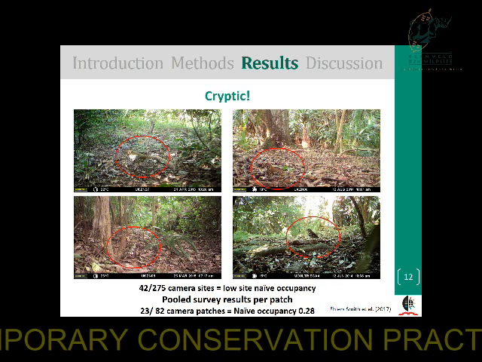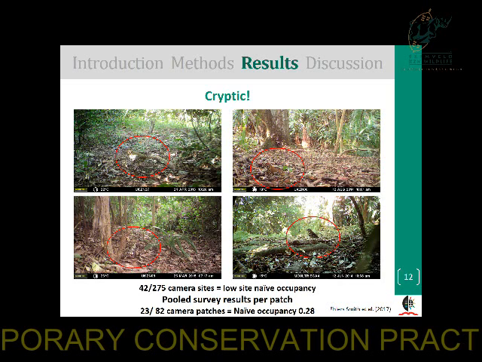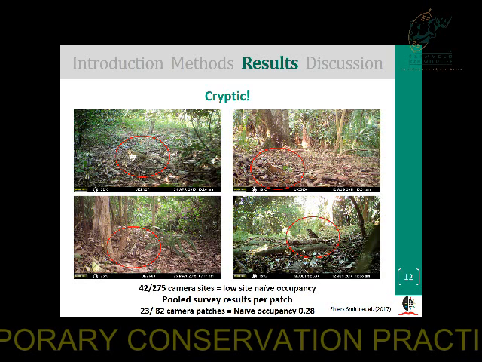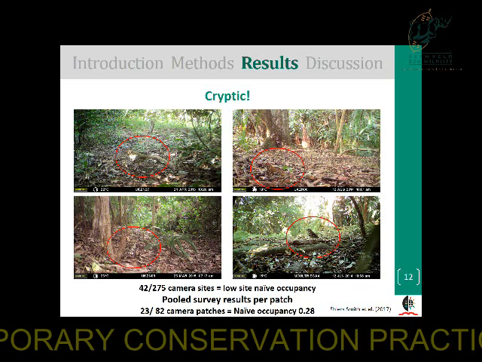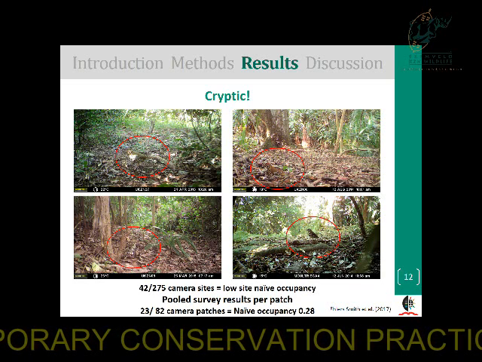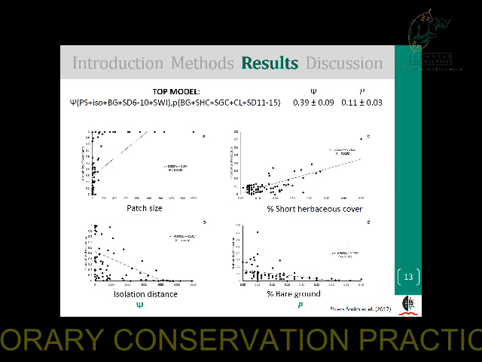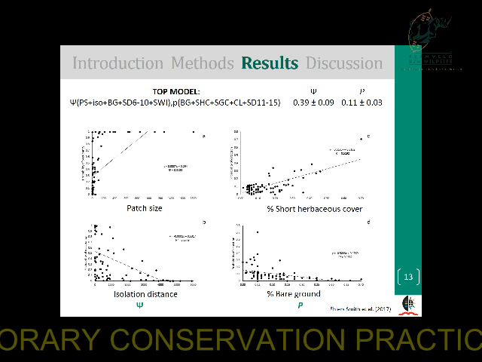So what we did was we pooled every camera trap that was within a patch to give us a patch occupancy. And there, lo and behold, we had 23 out of 82 patches that were occupied, which gave us a naive occupancy of 0.28. Happy days for statistical inferencing.